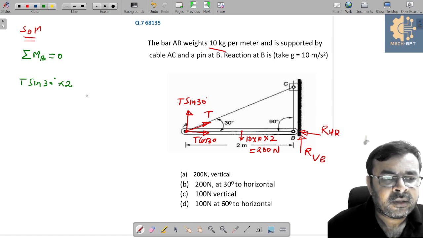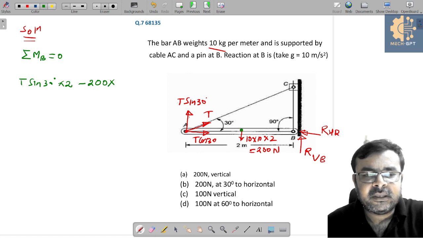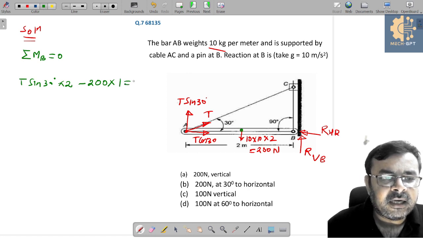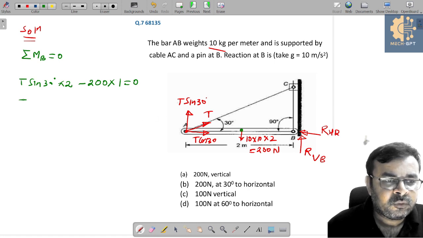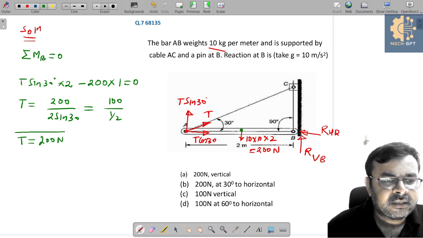Yes or no? And minus 200, here we have force 200 which is acting at this point, and the distance from B of this point is 1 and this is equal to 0. Yes or no? So from this we can get 200 over 2 sin 30 degree. So this becomes 100 over sin 30, and sin 30 is nothing but 1 by 2. So simply we can say T is equal to 200 Newton. Is it clear? So I am getting tension T.